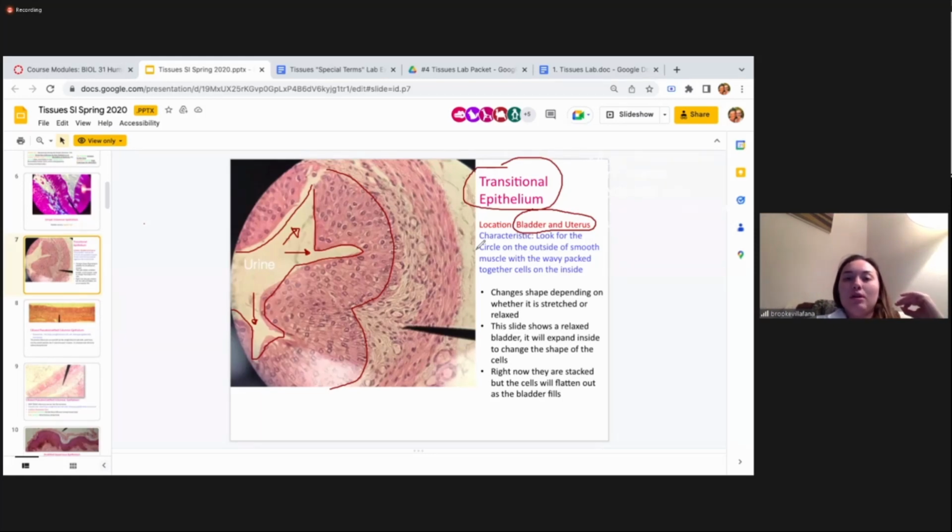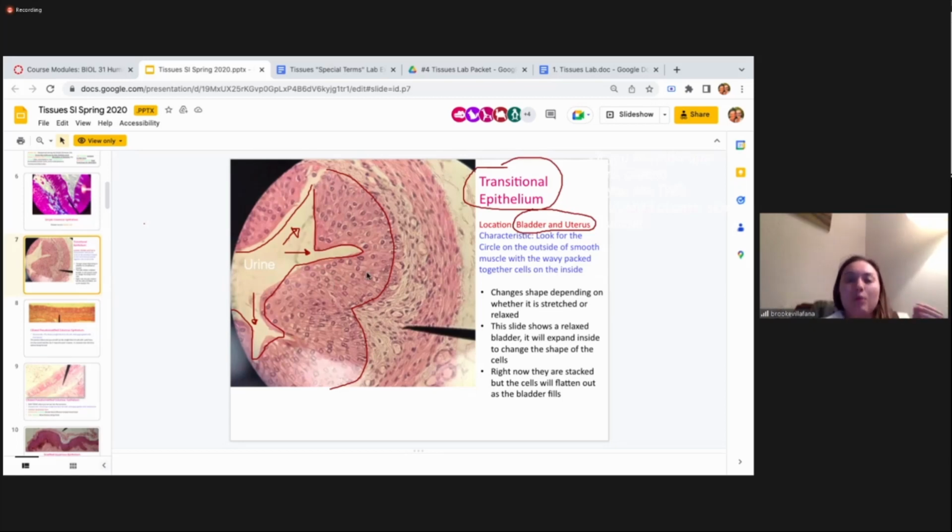Same thing with the uterus, right? When there's no baby, it's going to be very relaxed. Lots of cells, looks like a lot of cells all sitting together. And then when a baby actually is growing, we're going to see a little line of cells around the outside. So transitional, because it transitions from a lot of packed cells to a single line. The function of that is really important to being able to remember what it looks like.